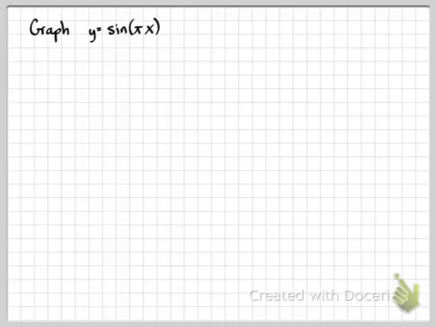Here's an example where using critical points can definitely give you an advantage in graphing a trig function. Let's graph y equals sine of pi times x. Now, we know that the period is 2 pi divided by b, or in this case pi, so the period of this function is just 2.